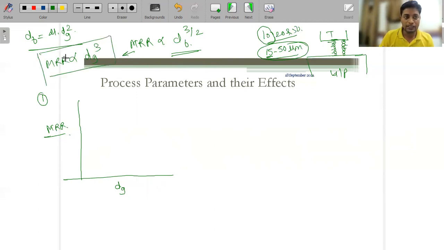So for an example, let's assume that here it is 1 in diameter, so the material removal rate will be like that. If you are increasing this diameter to 2, then it will become 8, because it's a cube. When it becomes 3, it will become 27. When it becomes 4, it is continuously increasing. So this curve will be steepest towards the material removal rate axis side.